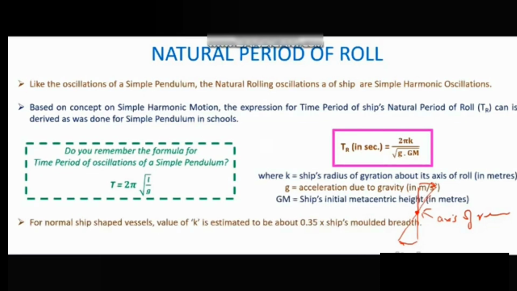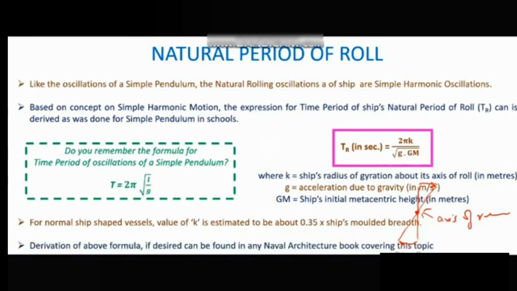It's very difficult to calculate the radius of gyration by taking the weights. In fact, we get the radius of gyration by using this formula, measuring the time period. So, for a normal ship-shaped vessel, this value of K can be roughly estimated. It's only a thumb rule, not binding. It is estimated to be about 0.35 times the molded breadth of the vessel. Through experiments, you have found that this is more or less around this value.